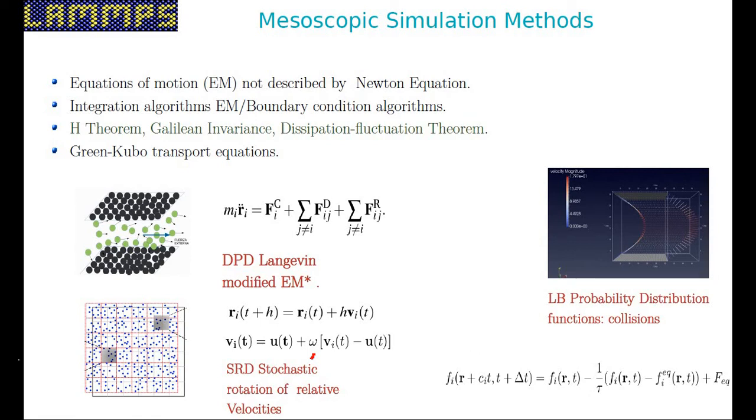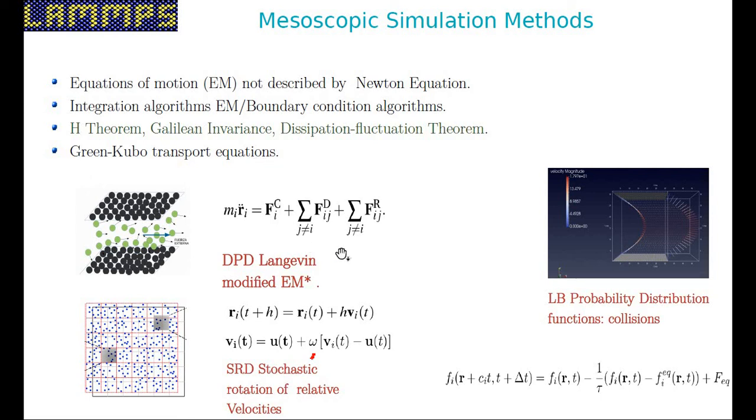So about the mesoscopic simulation methods, the equations of motion are not described by the Newton equation. Therefore, the integration algorithms and the boundary conditions employ different techniques. All mesoscopic simulation methods fulfill the H theorem, the Galilean invariance, and the fluctuation-dissipation theorem. It is also possible to derive Green-Kubo transport equations for all methods.